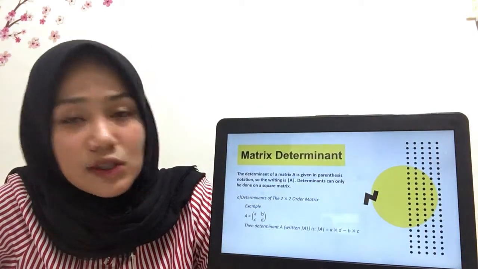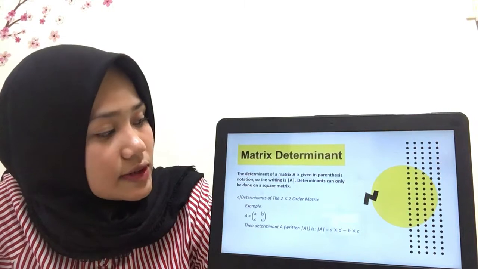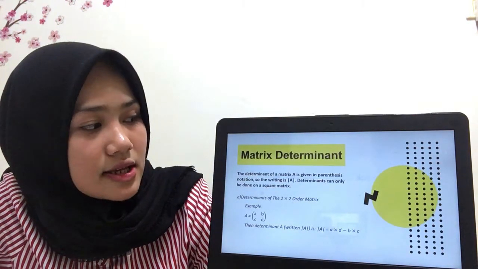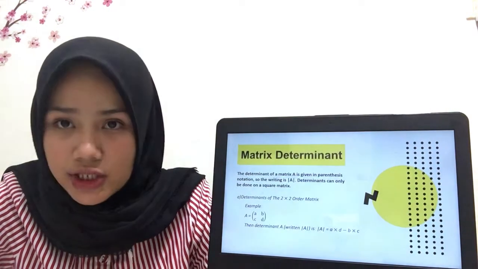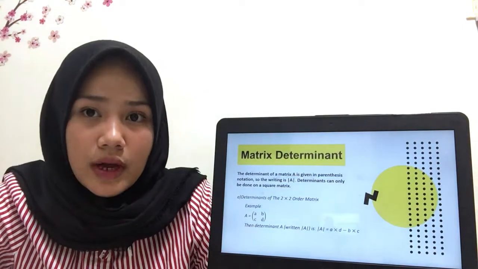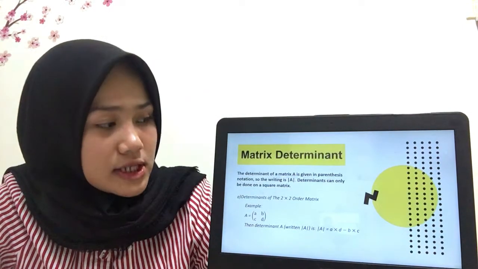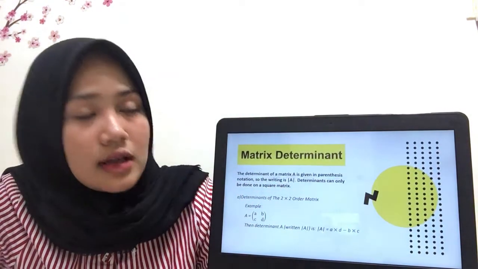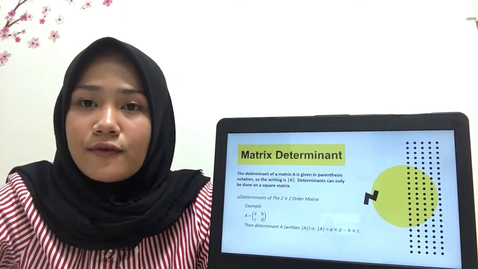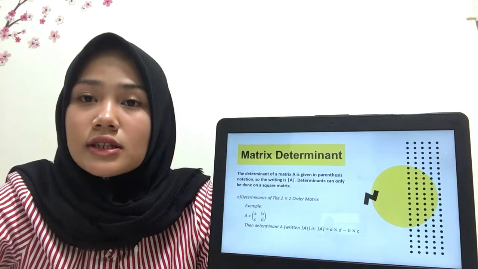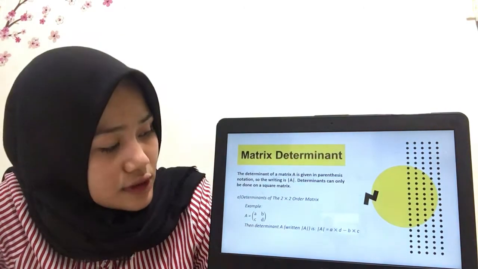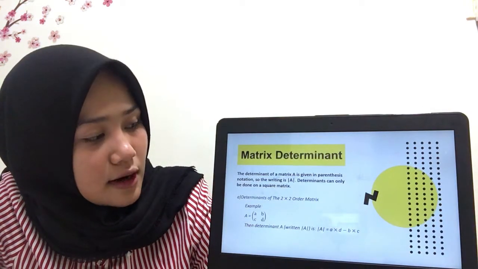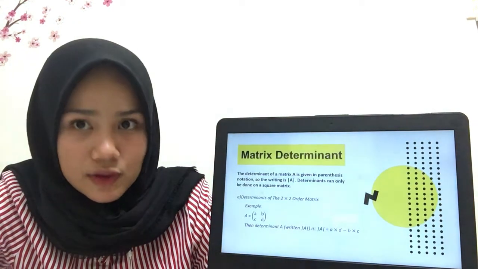Next, there is the matrix determinant. The determinant of a matrix A is given in parenthesis notation, and we can write the determinant of matrix A like this. And the determinant we can find in a square matrix, for example, the determinant of a 2 by 2 ordered matrix.